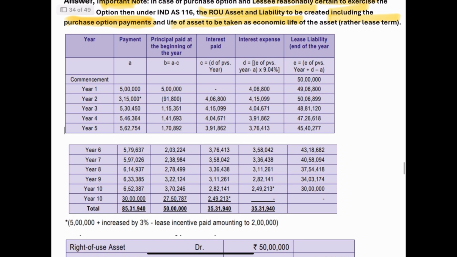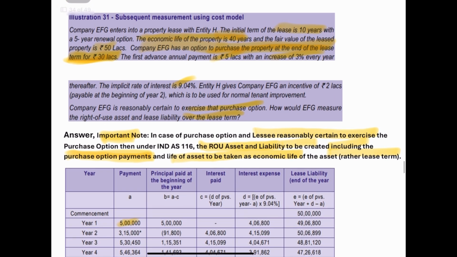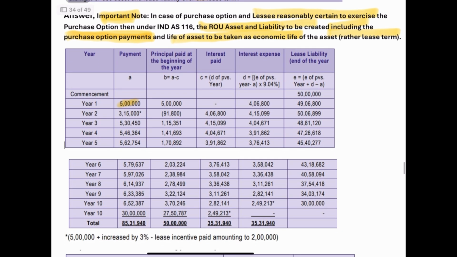Okay, so let's go through how the lease liability and leased asset should be calculated. So here you have all the 10 years and every year there is a payment of 500,000, and the 500,000 will be increased by 3% annually. So your lease payment should be 500,000 and the second year will be 500,000 plus 3%. But in the second year they are getting an incentive of 200,000. So in the second year alone that 200,000 is reduced.